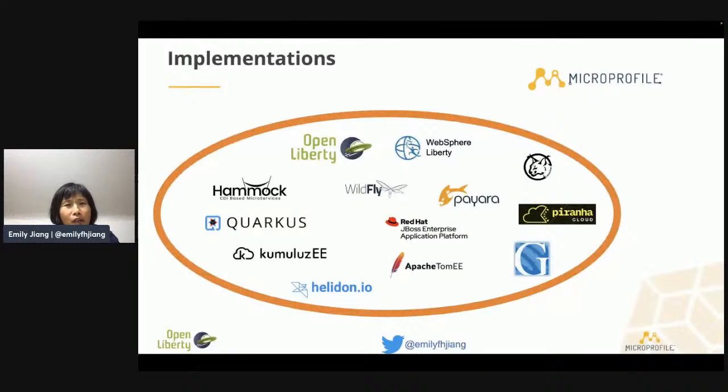In addition to the working group members, MicroProfile has been widely adopted by many runtimes. In IBM, we have Open Liberty and WebSphere Liberty. Red Hat has WildFly and Quarkus, Payara has Payara, and Fujitsu has Apache Launcher. Oracle has Helidon, and TomiTribe has TomEE, and Cumulus EE also has a runtime to support MicroProfile. We also encourage more runtimes to adopt MicroProfile.